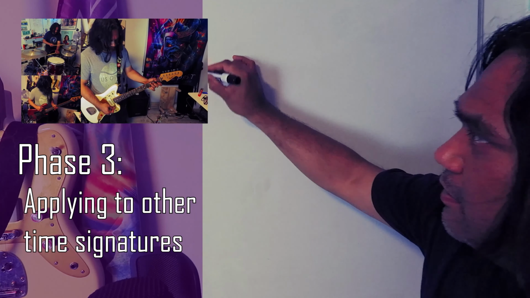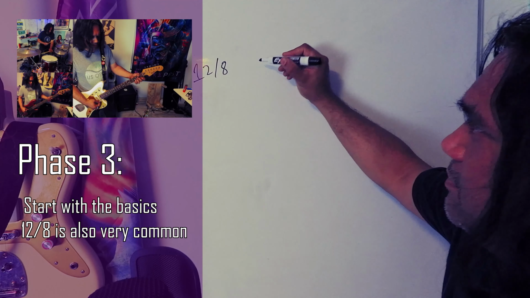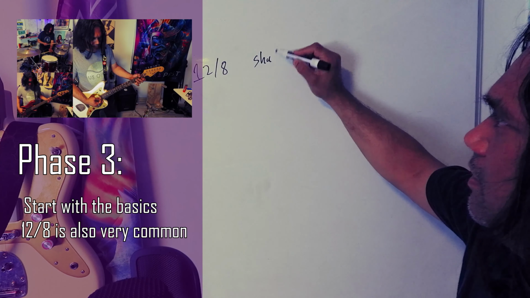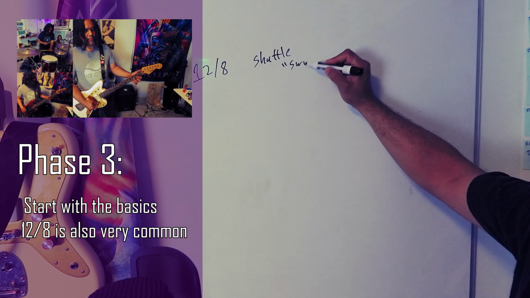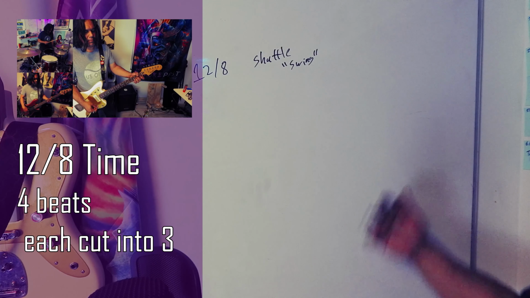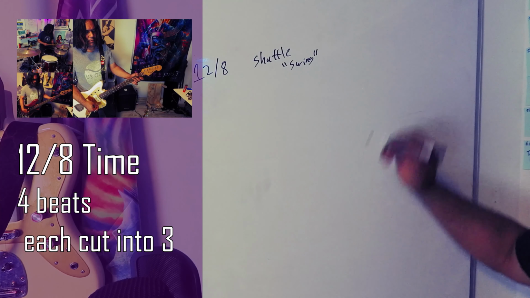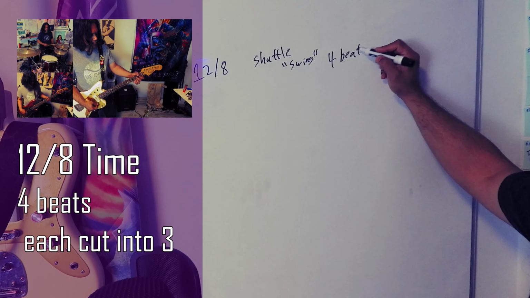After 4/4, the second most common time signature upon which you are likely to come is 12/8. I know sometimes hear people call this a shuffle. I hear people sometimes use the term swing, not necessarily fully in its definition, to describe when they want a 12/8 feel to it. And the idea here is that it is, again, 4 beats.